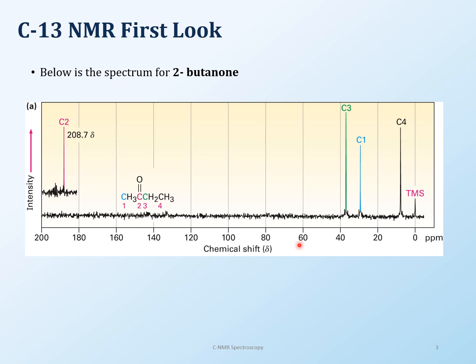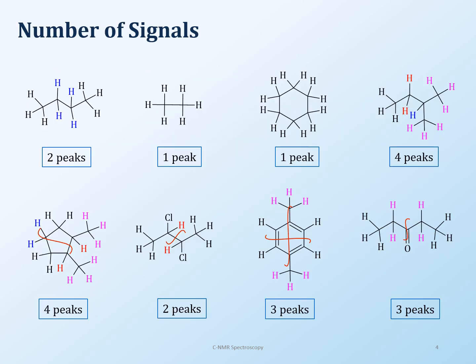Look at the chemical shift, 0 to 200, and actually it's 210 because this peak is coming at 208. So we're going to go through the carbon-13 NMR just like we did with the proton NMR. We'll start with the number of signals. How many signals do you see for any compound right here?